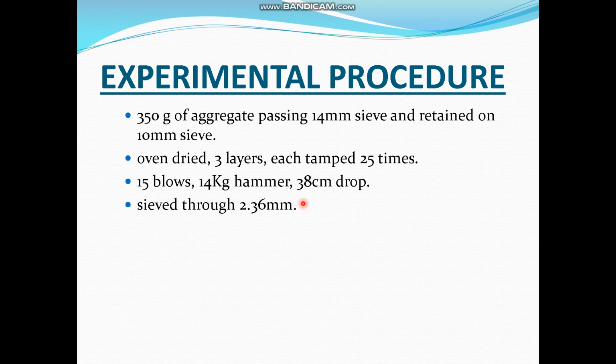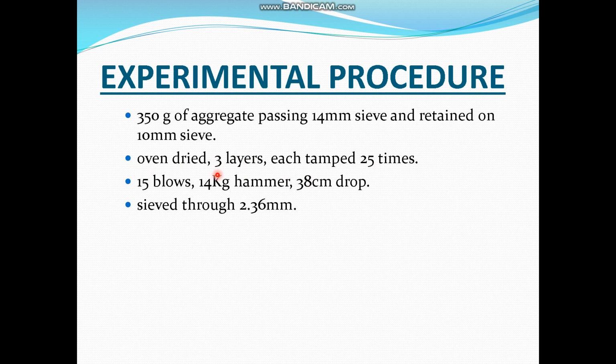To evaluate it, we take about 350 grams of material passing the 14 millimeter sieve and retained on the 10 millimeter sieve. These roughly equate to the half inch and 3/8 inch sieves of coarse material. Secondly, after acquiring the material, we place it in the sampling cup in 3 layers. Each layer is tamped 25 times. The tamping and the placement of the aggregate in layers will be shown in the lab demonstration video.